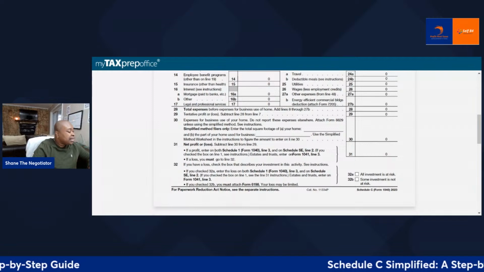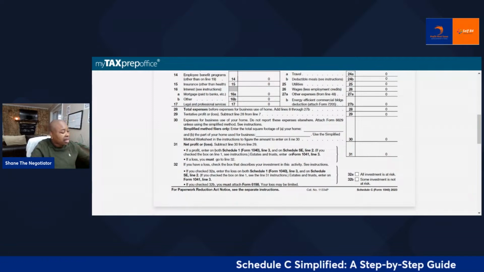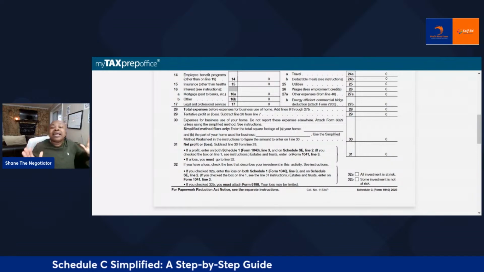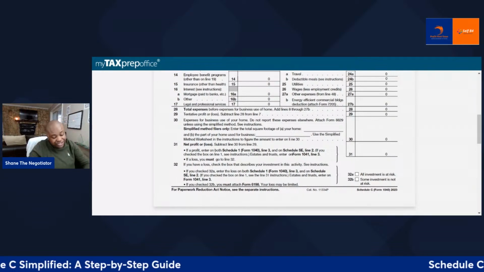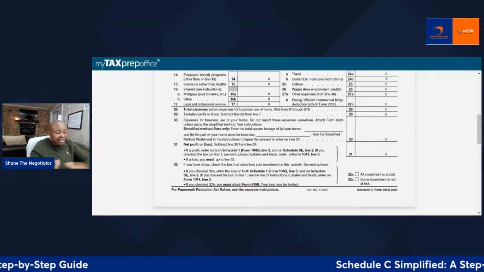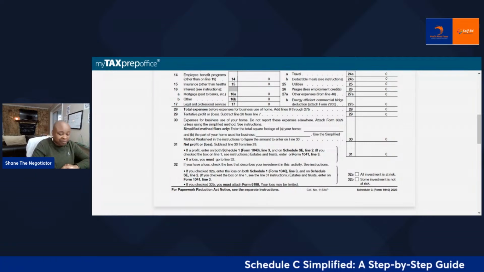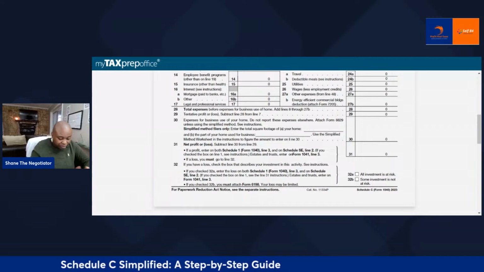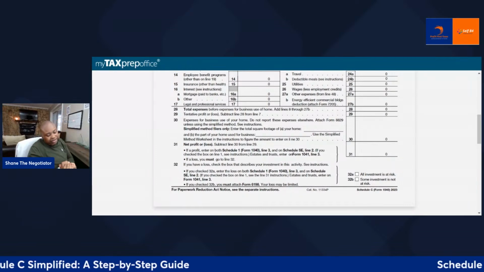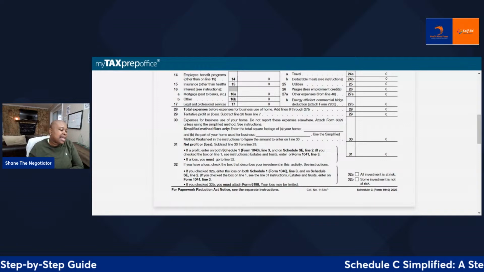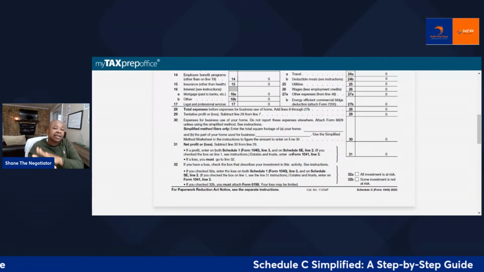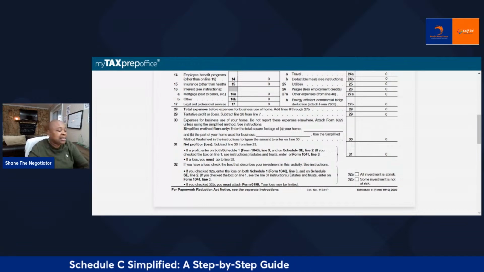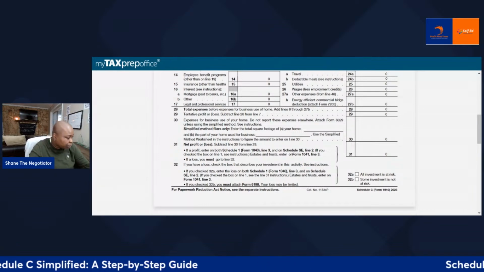Line 31, net profit or loss. So of course, whatever remains after the 29 was subtracted. Let's just say we're going to make up another number again. Let's say we had 19,900, and when you did your home office expense, you got another 3,500 off. Well, we're going to make it easy math, $3,000. So it's going to be 19,900 you had, minus that 3,000. So now you have 16,900 as the new total.